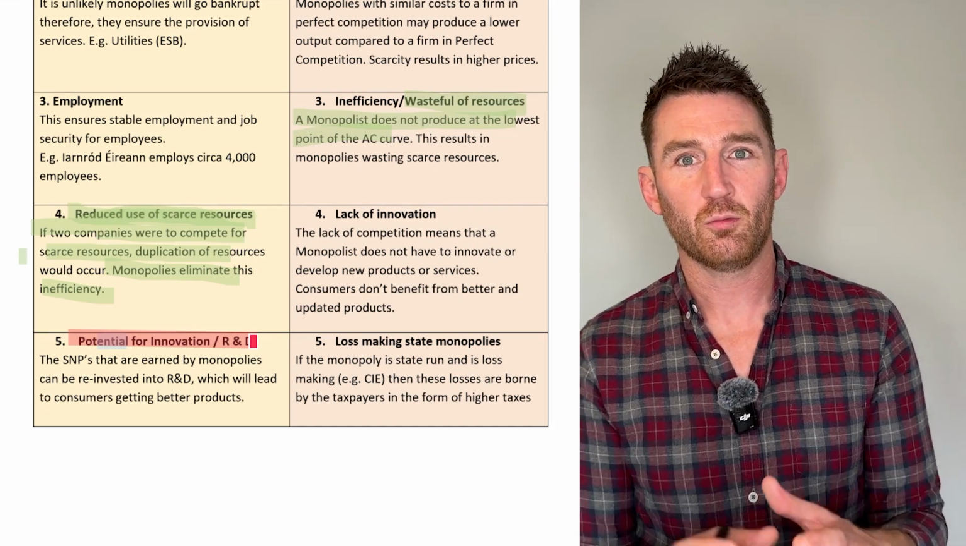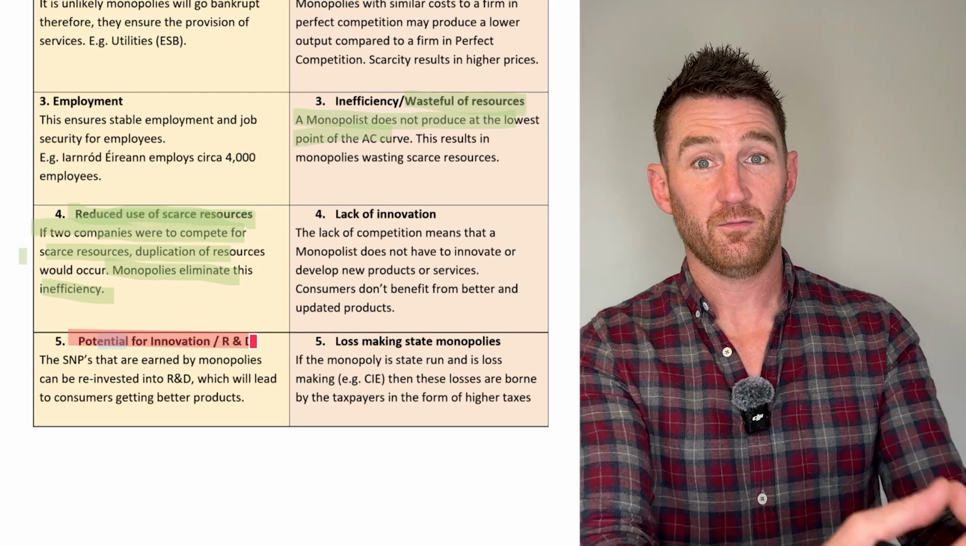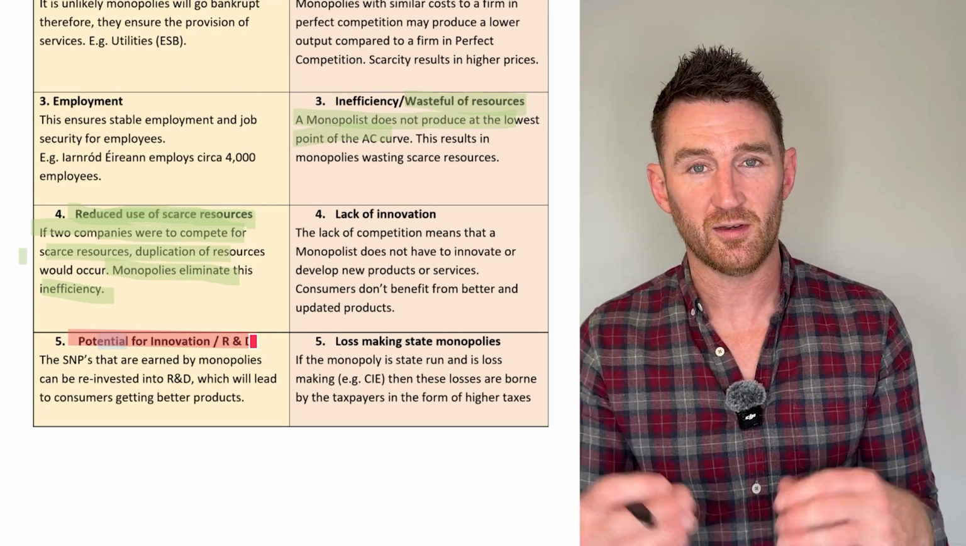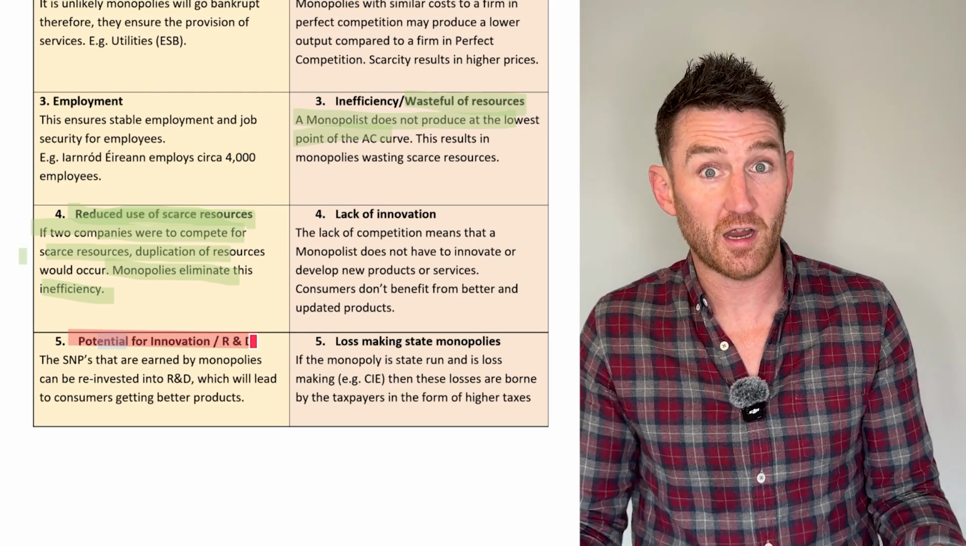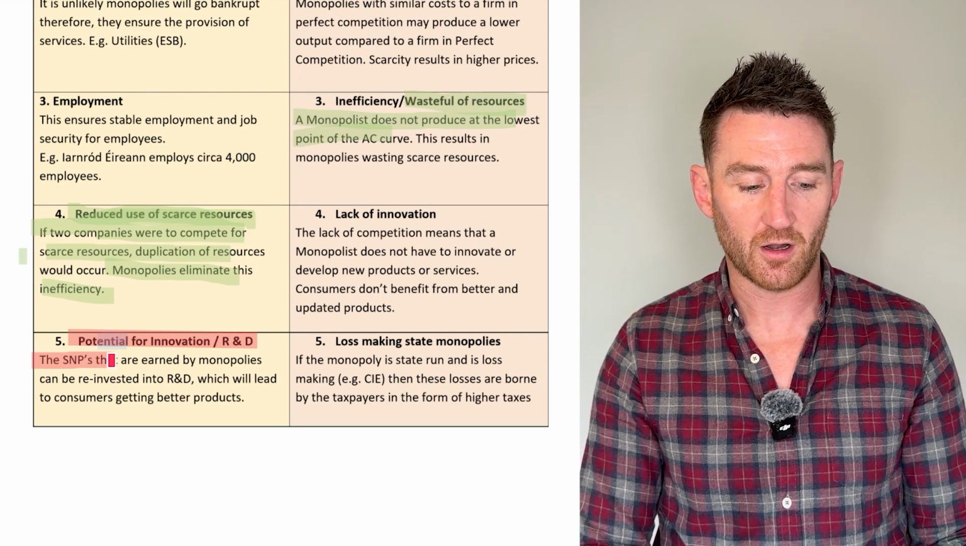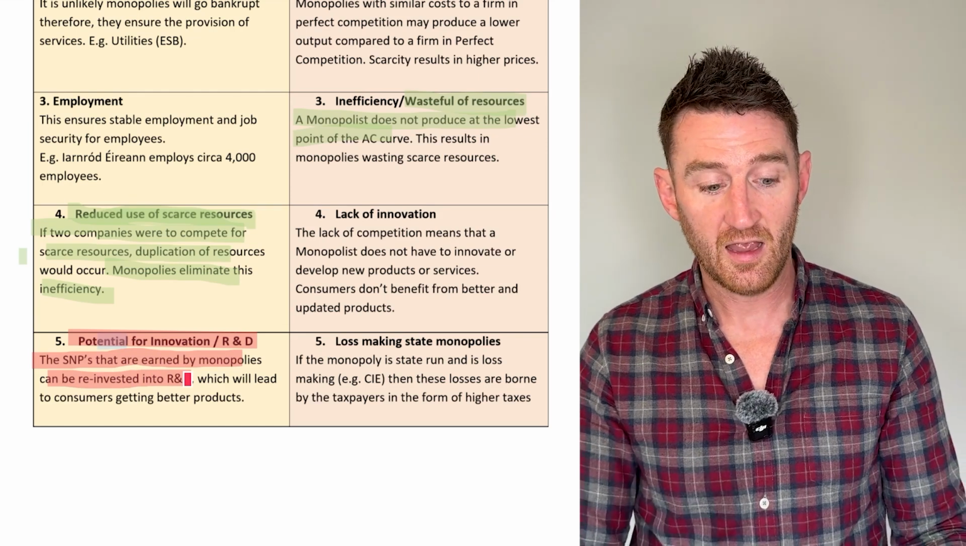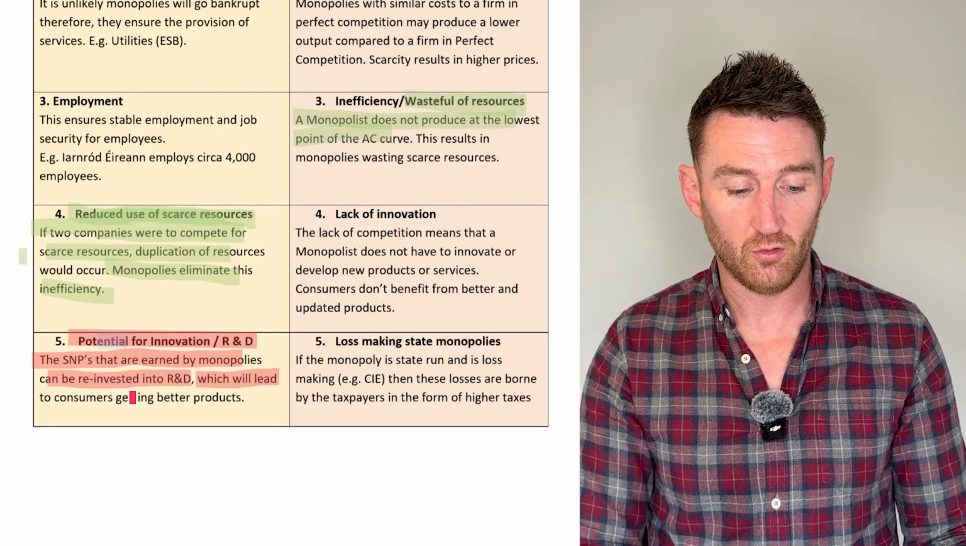You know, the entrepreneur would be happy with normal profit by definition. So supernormal profit is like these excess funds or excess profit that can be used to actually make the product better. And yeah, that could happen. That could be one of the things that happens. So the supernormal profits that are earned by monopolies can be reinvested into research and development. And for us as consumers, that will lead to better products.